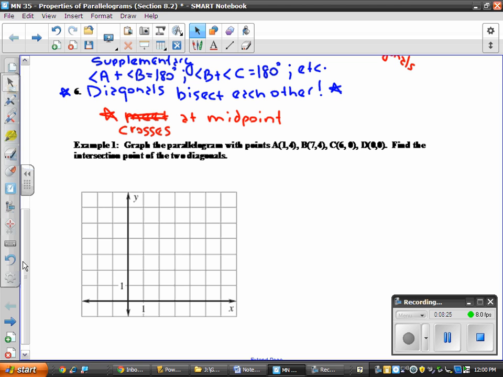It says example 1, graph the parallelogram with points 1, 4, 7, 4, 6, 0, and 0, 0. Then find the intersection point of the two diagonals. So I'm going to pause this video. You're going to graph it on your own. And then from there, try to find that intersection point because, of course, we're talking about the midpoint. I'm going to pause it right now and I'll start it again after you're done graphing.